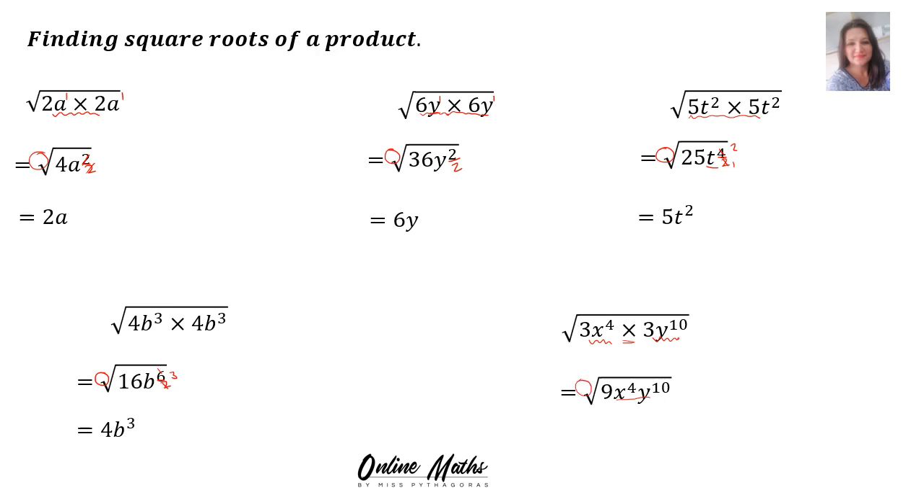So there's the invisible 2. So you say the square root of 9 is 3. And on x to the 4, you divide the exponent by 2. Therefore, it's x squared. And on y to the 10, you divide the exponent by 2, and you end with y to the 5.